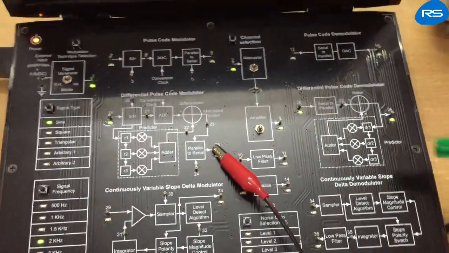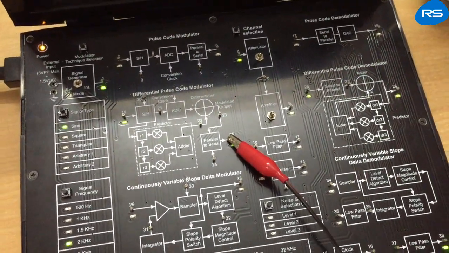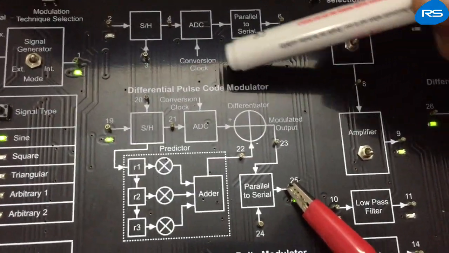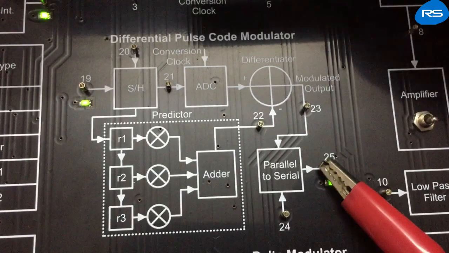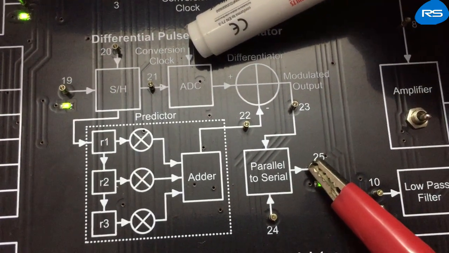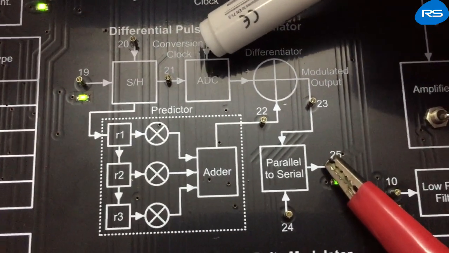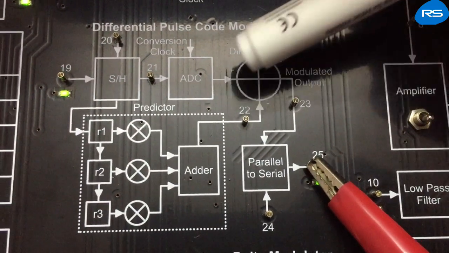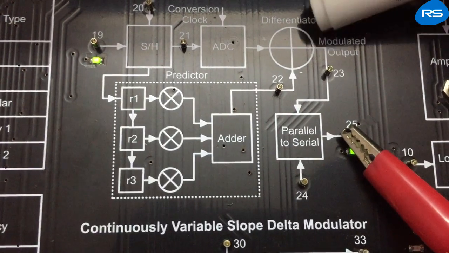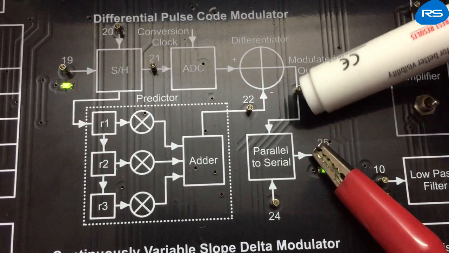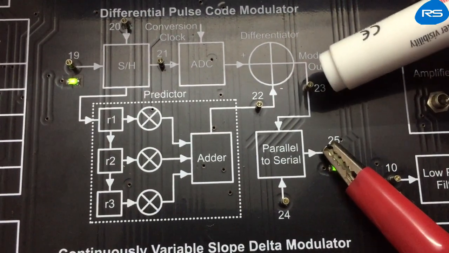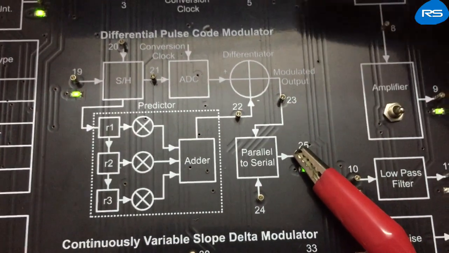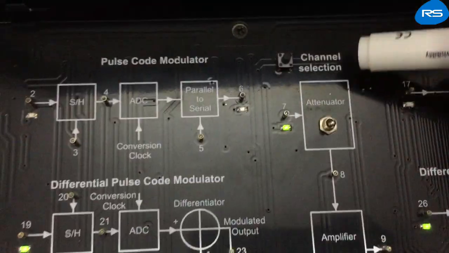Here we have a kit that consists of a differential pulse code modulator. It consists of a sample and hold circuit, a quantizer in the form of an analog to digital converter, a differentiator, and a predictor. The modulated output is fed to a parallel to serial converter, and after this it is transmitted through the channel.